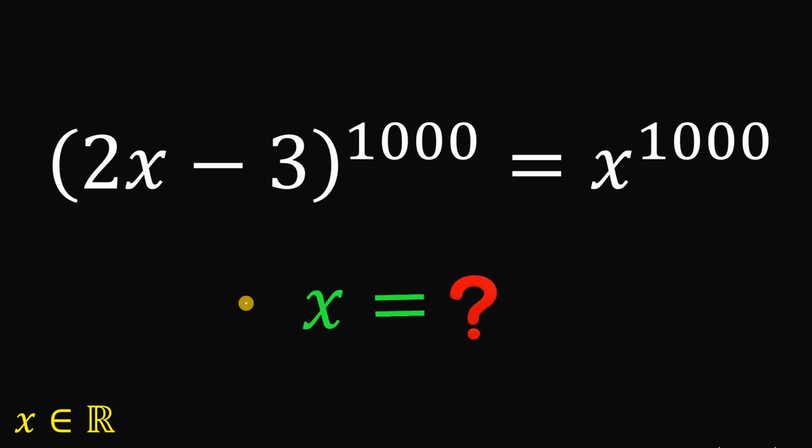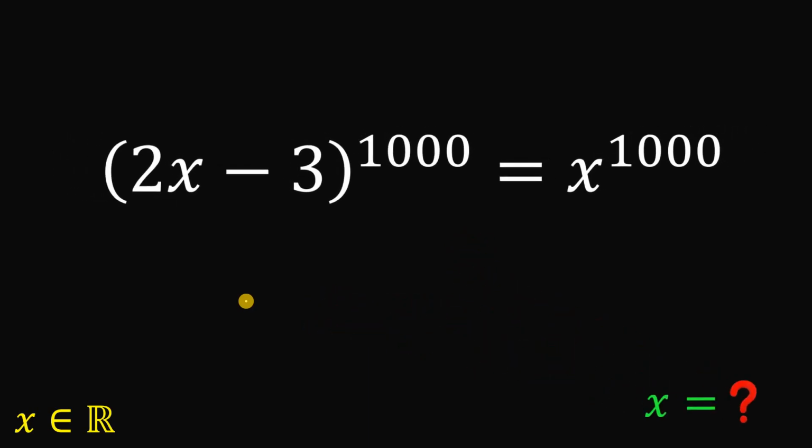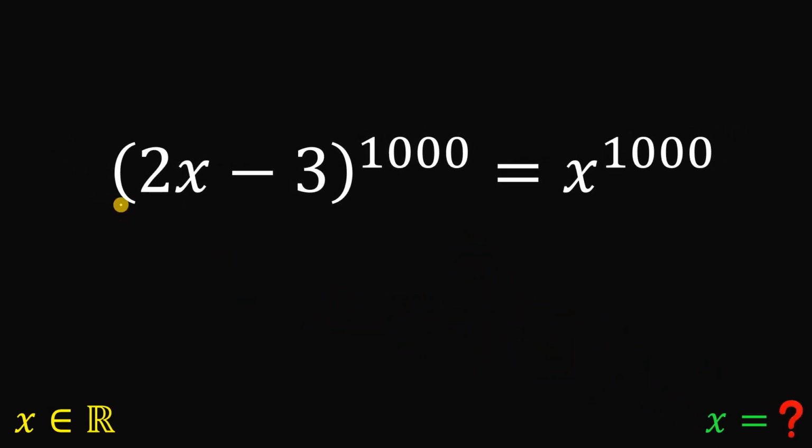Now suppose you paused this video. Let's see if you got the correct answer. Given this equation (2x − 3)^1000 = x^1000, our goal is to find the real value of x that satisfies this equation. Now the question is, how do we solve this kind of question?